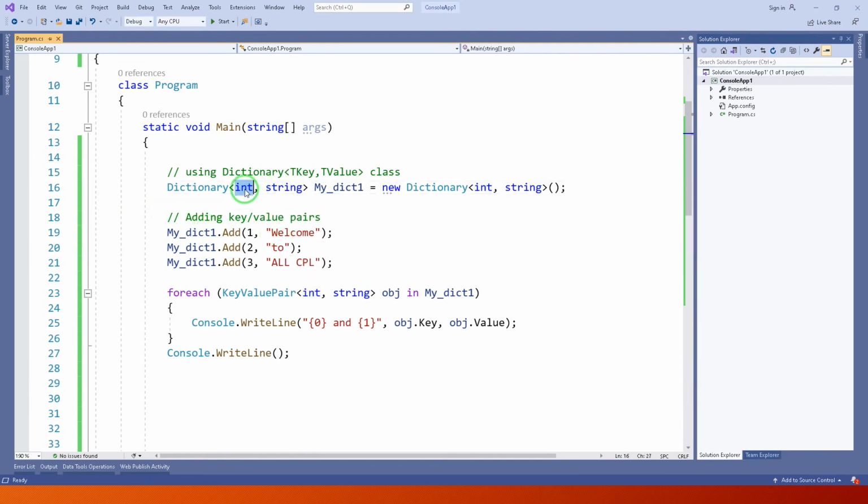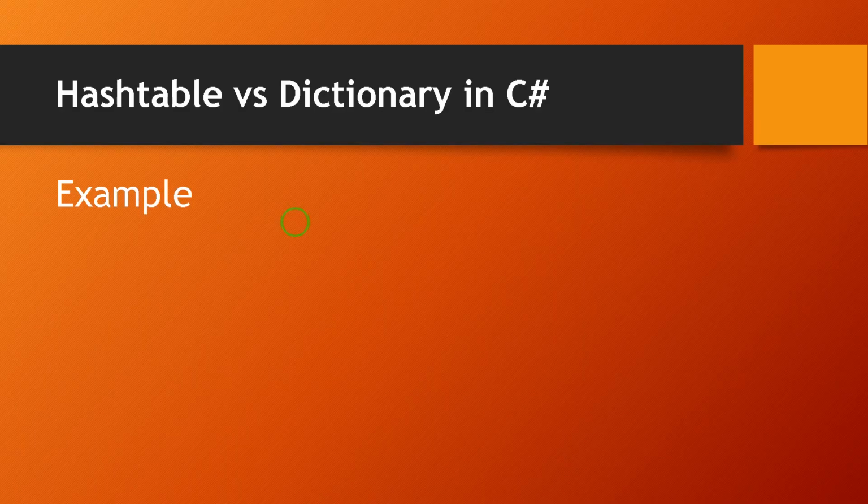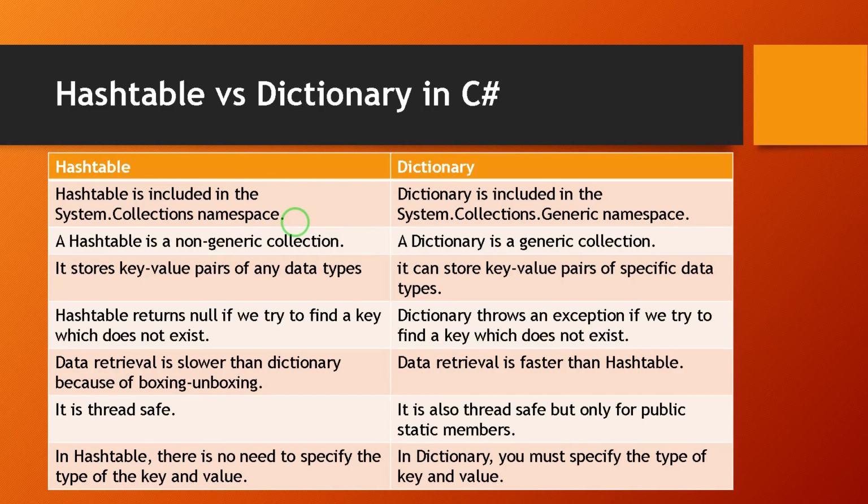This is an integer key. If we try to add any string we get an error. These are the differences between hash table and dictionary. Let's check the differences one by one. First one is hash table and second one is dictionary.